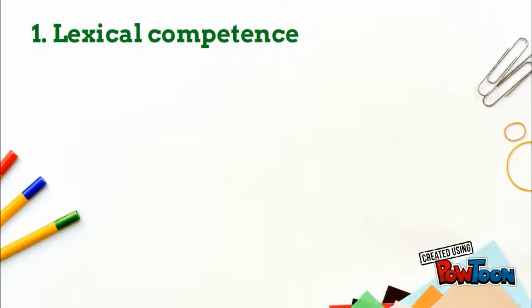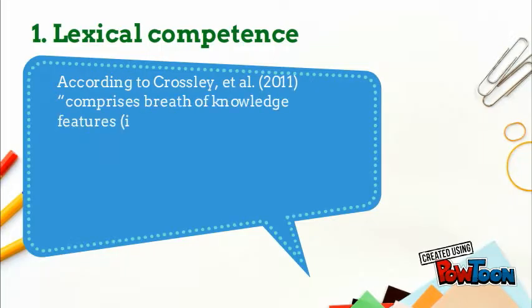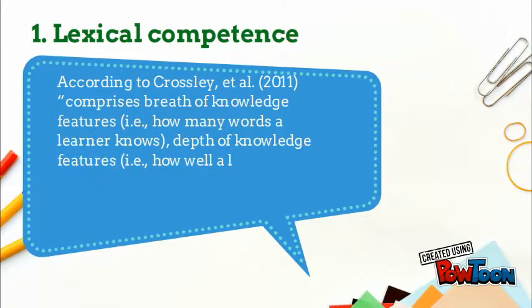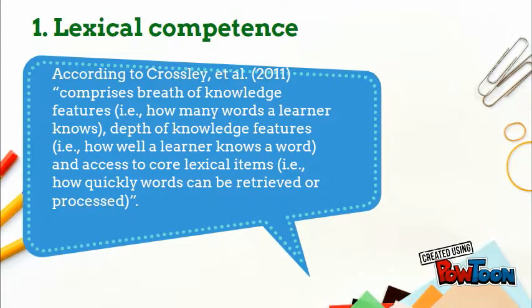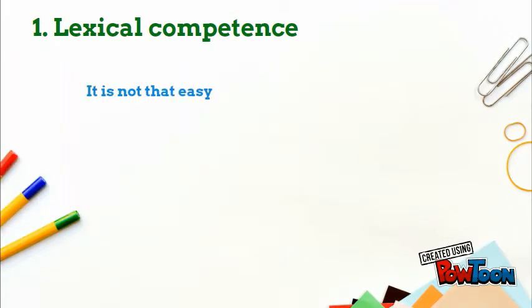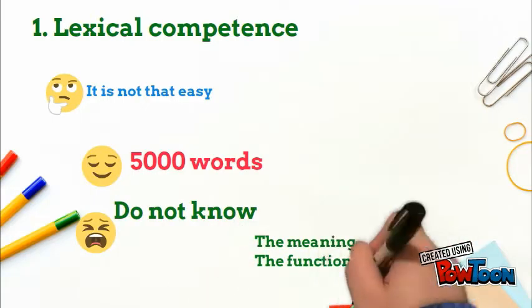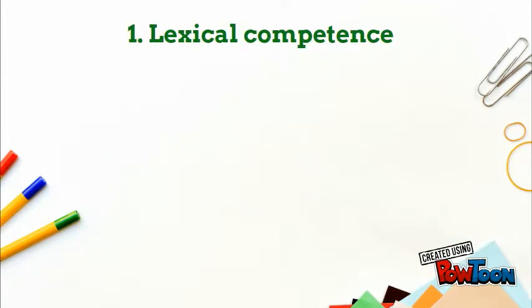Number 1. Lexical competence. Lexical competence, according to Crossley et al. 2011, comprises breadth of knowledge features: how many words a learner knows; depth of knowledge features: how well a learner knows a word; and access to core lexical items: how quickly words can be retrieved or processed. Lexical competence is not that easy, because a speaker may know thousands of words, but probably may not know the meaning, the function, or the context in which the word has to be used.